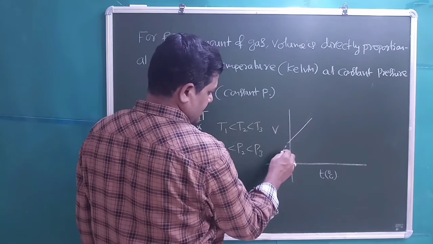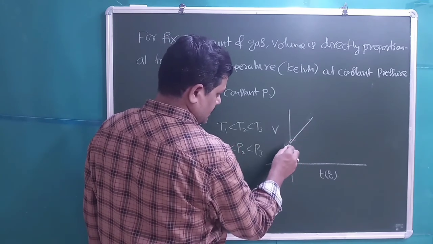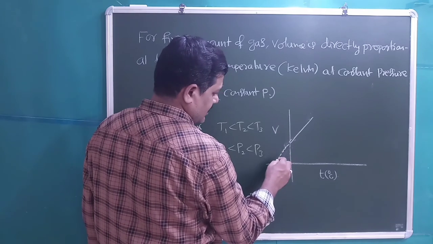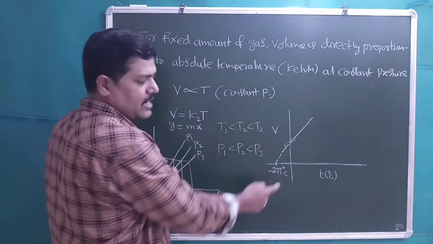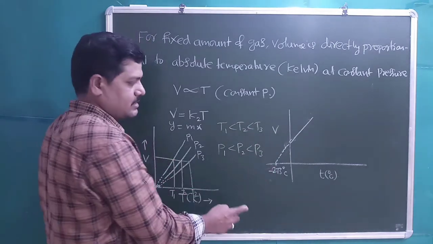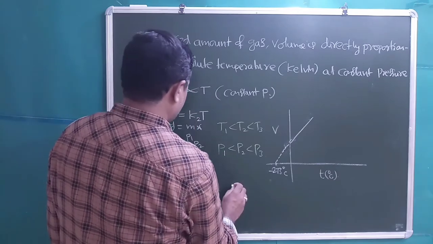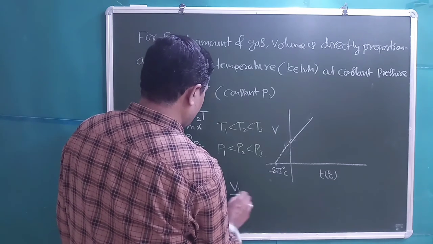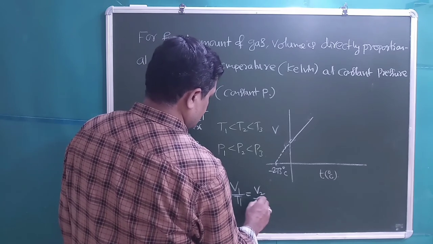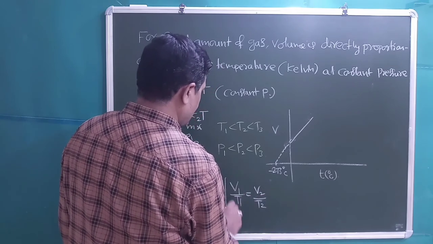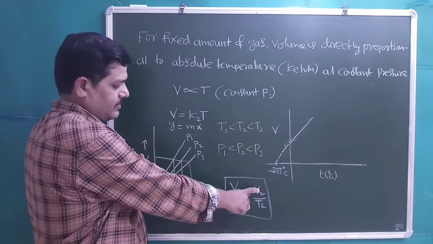Here, which is indicated with the straight line, we will get a straight line equation. At the dashed line here, the volume of the gas becomes equal to 0, that is theoretically at minus 273 degrees Celsius, right? For two different conditions, we can write V1 by T1 is equal to V2 by T2, which is known as Charles law equation at two different conditions.